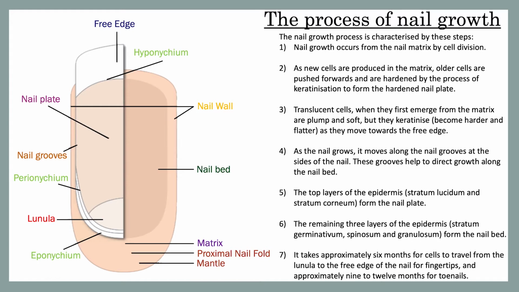Translucent cells, when they first emerge from the matrix, are plump and soft, but they keratinize and become harder and flatter as they move towards the free edge. As the nail grows, it moves along the nail grooves at the side of the nail. These grooves help to direct growth along the nail bed. The top layers of the epidermis, also known as the stratum lucidum and the stratum corneum, form the nail plate. The remaining 3 layers of the epidermis, also known as the stratum germinativum, spinosum, and granulosum form the nail bed.